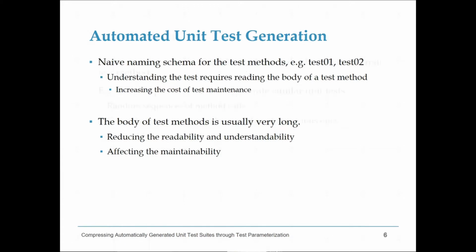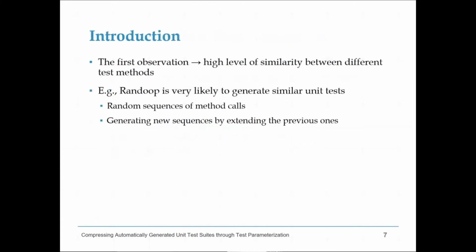In addition, the body of test methods is usually very long, which reduces the readability and understandability and affects the maintainability. An interesting point in our first observation was that a high level of similarity between different test methods was found. For example, Randoop, a well-known tool for automated testing, is very likely to generate similar unit tests because of its features like random sequences of method calls and new sequences generated by extending the previous sequences.